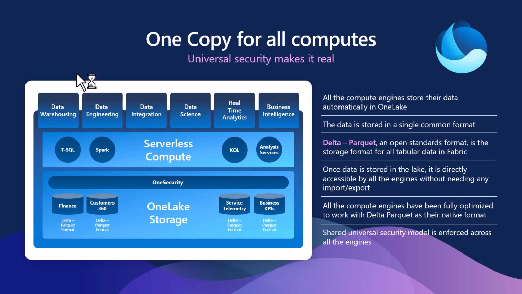Now, within OneLake, you have just one copy of data for all the compute power that you have in Fabric, either your Spark engine or your serverless compute. All of them are going to be feeding from this same OneLake. And what that also means is that it is one security for everything you have in your OneLake environment. And data in OneLake is stored in a data format called Parquet, which is an open standard format for tabular data in Microsoft Fabric.